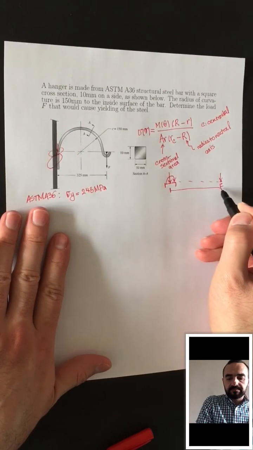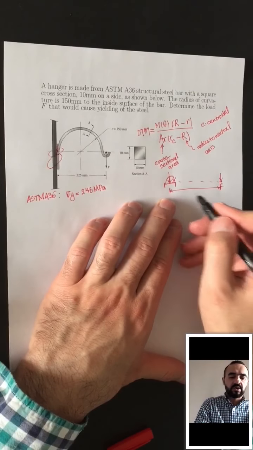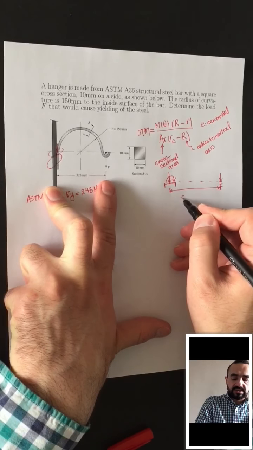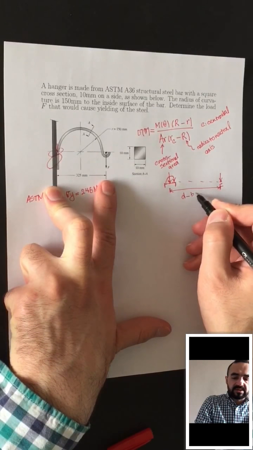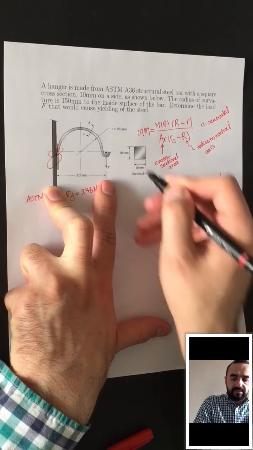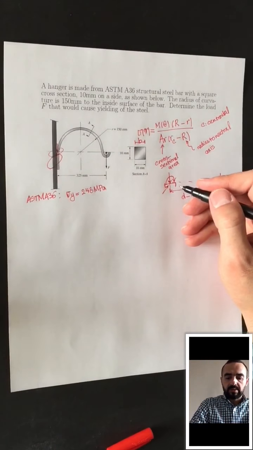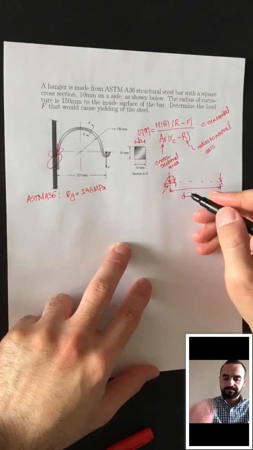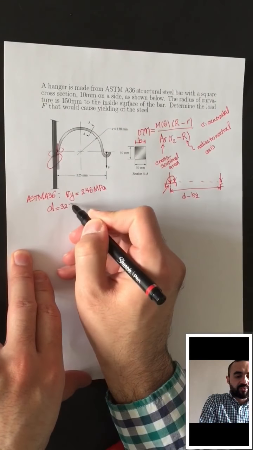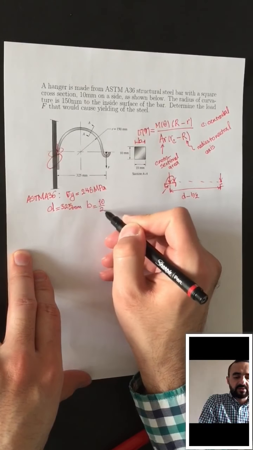This distance from F to the centroid of the desired section is the total distance, let's call it D, minus b over 2, b being this length. This was b, and we are looking for b over 2. So our D is 325 and our b is 10, so b over 2 is 5.